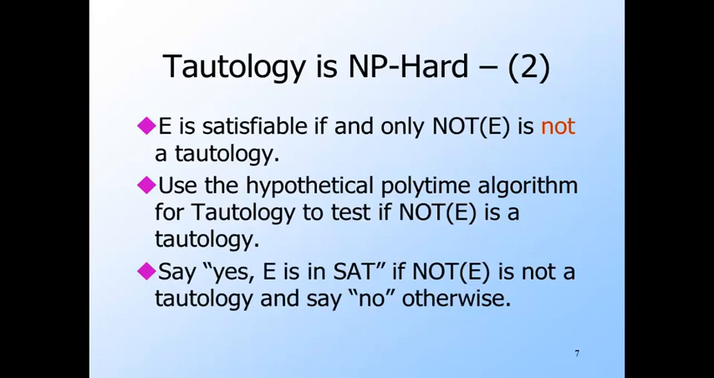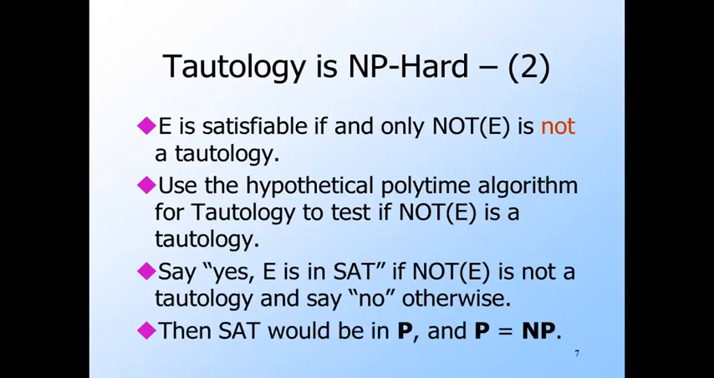That is, say E is in SAT whenever the answer you got is that not E is not a tautology, and say E is not satisfiable whenever not E is found to be a tautology. That would be a polytime algorithm for SAT, which would show P equals NP. That is all we need for proof that tautology is NP hard.